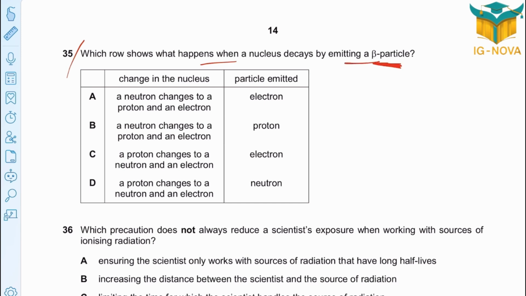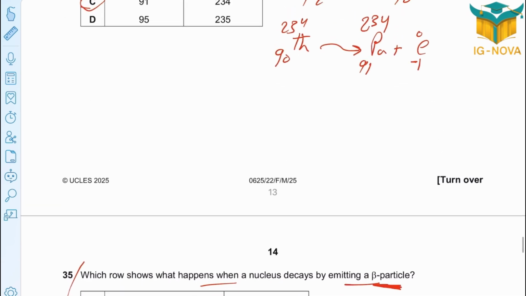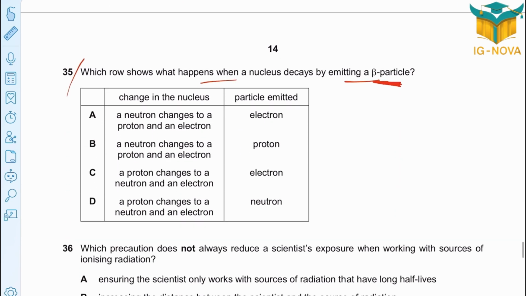By a beta particle, we just said, a proton increases and the mass number doesn't change. So the particle emitted is an electron, not a proton. It changes in the nucleus: a neutron changes into a proton and an electron. Why? Because a proton cannot change into a neutron and proton and electron. So the correct option is A.